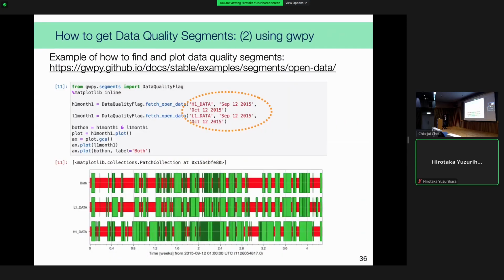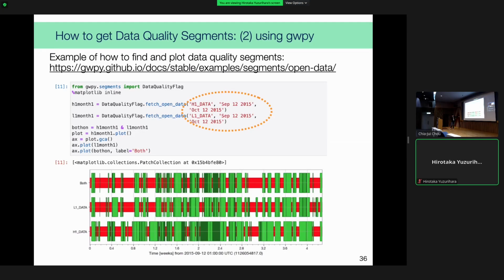Another example is how to get a data quality segment by using Yuzurihara. An example of how to find and plot data quality segments is summarized in this document, the Yuzurihara document. And here is the actual code. If you are interested in other data or other data quality, please change this orange region. And here is an example.